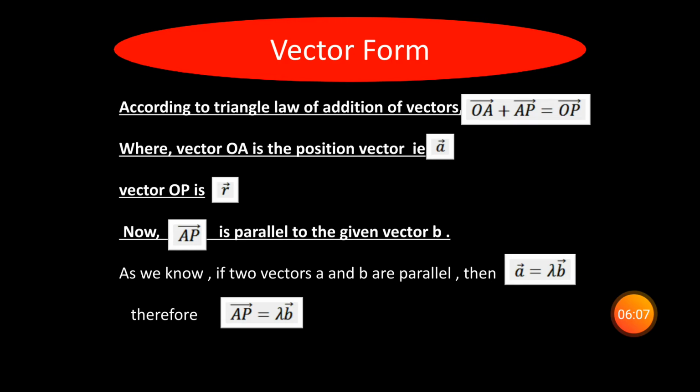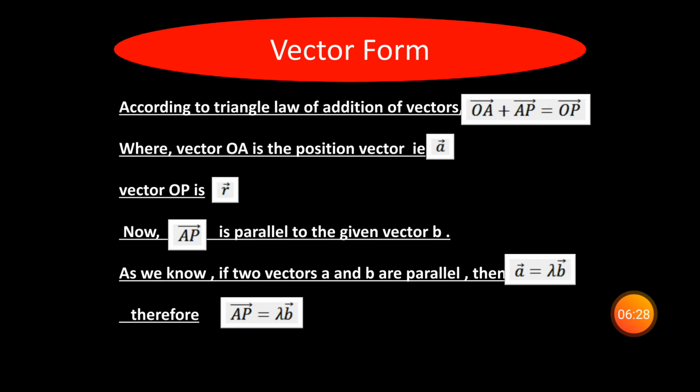So we know that we have studied in vector algebra that if two vectors A and B are parallel to each other, they can be written as A equals lambda times B vector. In the same way, as line L is parallel to B vector, AP vector lies on the line. So AP vector can be written as lambda times B vector.